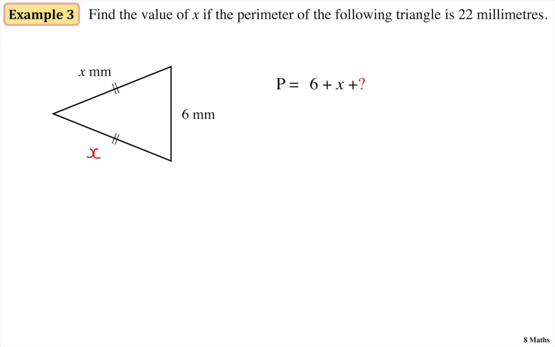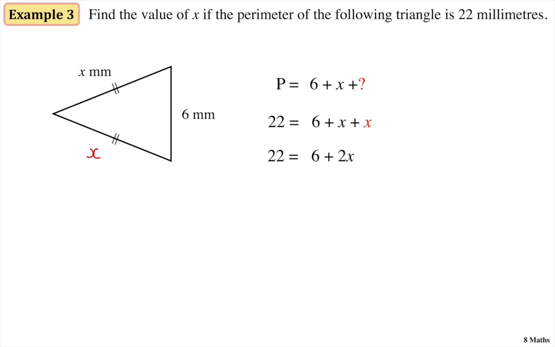I can just go straight to 6 plus x plus x. But I know something else. I know that the perimeter, I know that 6 plus x has to add up to be 22. So the perimeter is 22, and I have 6 plus x. Now x plus x, I know that 1x plus 1x is 2x.